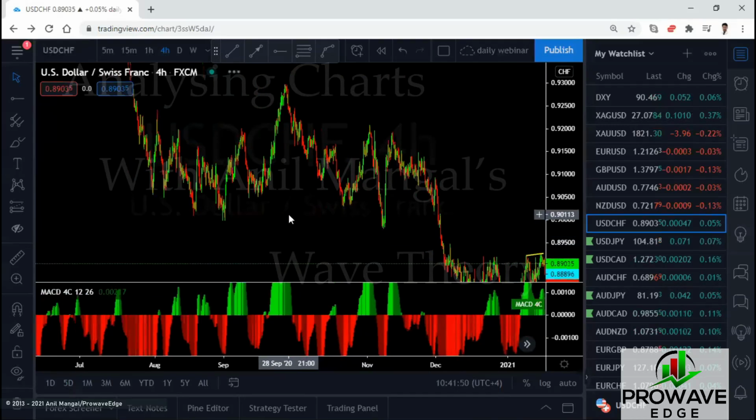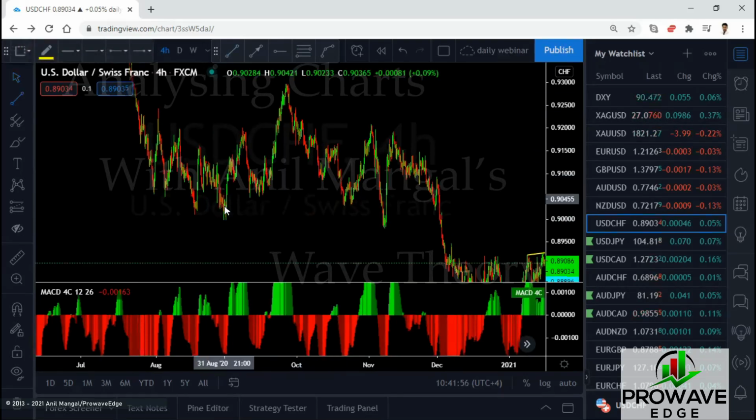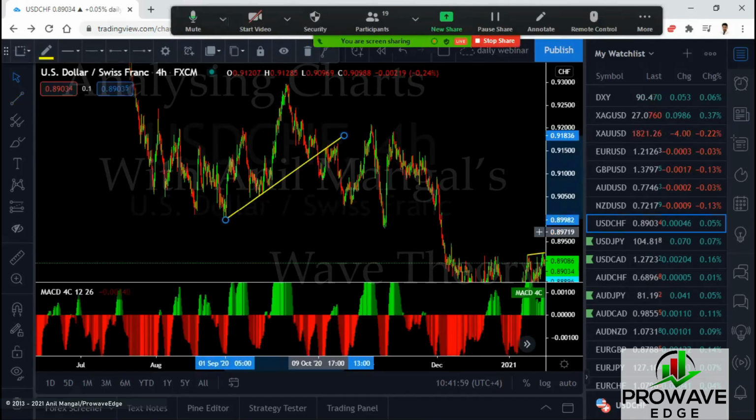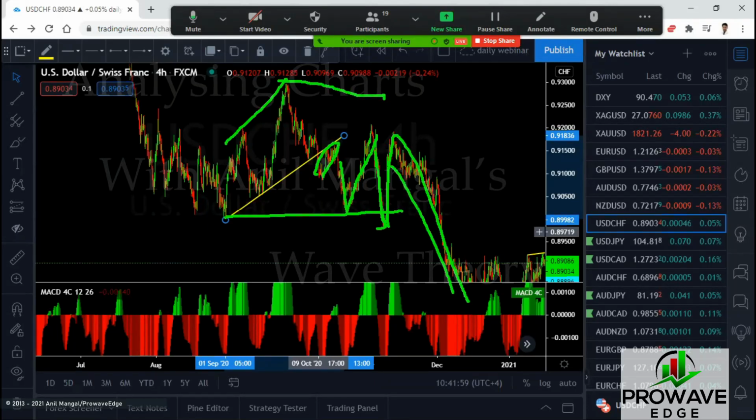Let me see if I can find one for you, and I'll show you. So when you break this structure here, when you break out of that structure and you consolidate outside of it, you come back here. They didn't test the low, they go back up, they come back, test the low. See? And then they even go back up and break through the low. So this is over. They're not going back to the top. They're coming back to the lows.